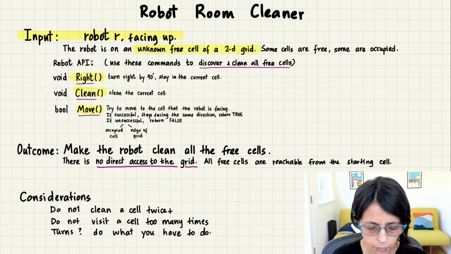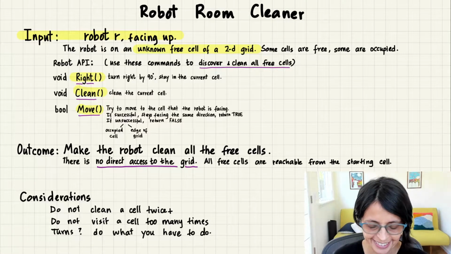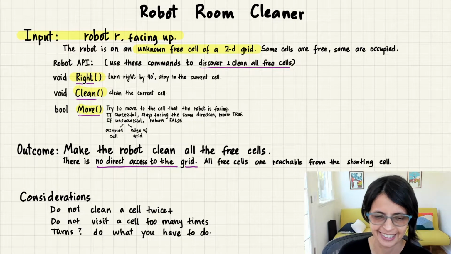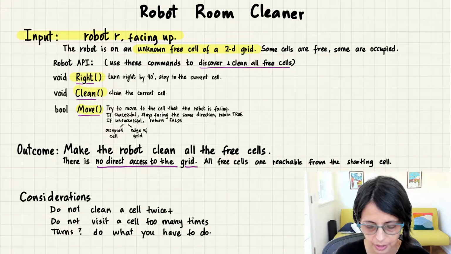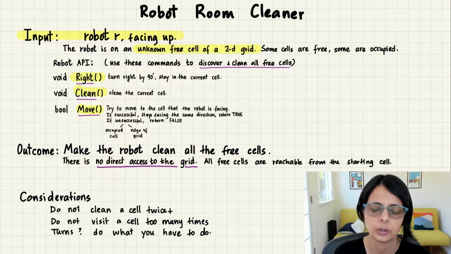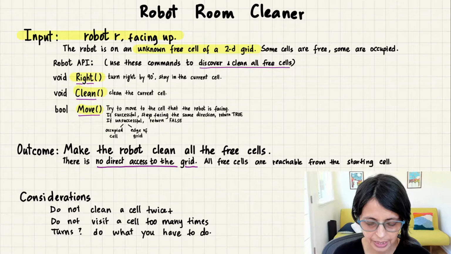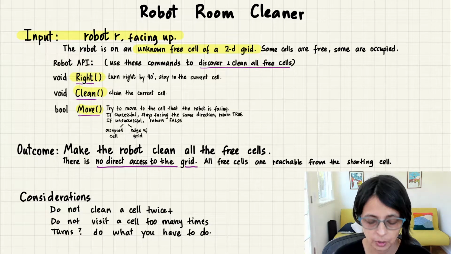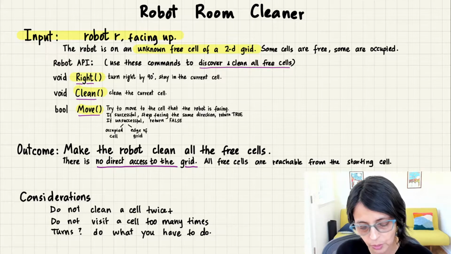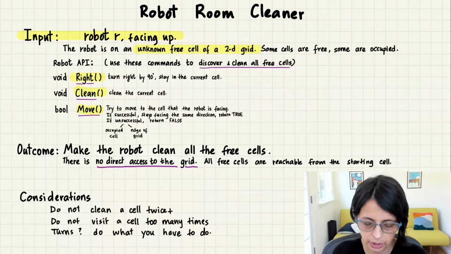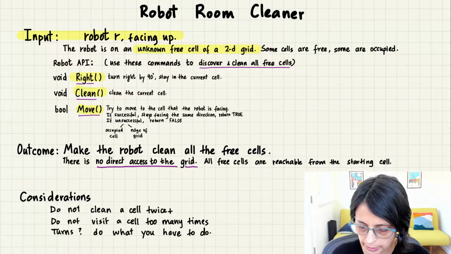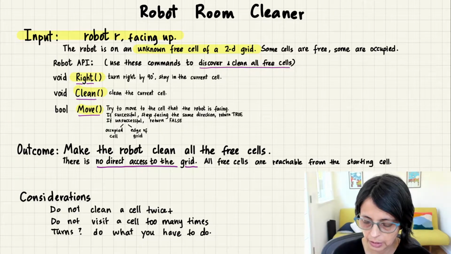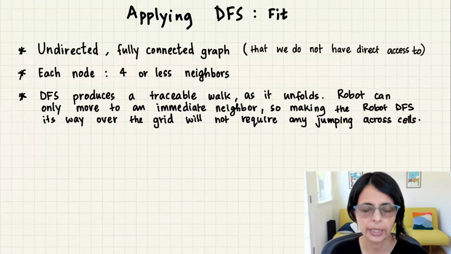Let's say we do not want to clean a cell twice and try not to visit a cell too many times. I know that's a little bit loose, but we're just getting started, so we don't have any strict considerations. Just try to visit a cell once, twice. Let's try and not visit it more than twice, not too many times. And turns, what about right turns? For now, let's not worry about the right turns. Do what you have to do. Let's assume that the turns are cheap. Okay, so we are going to write code that executes a sequence of robot commands that clean all the free cells. All right, so that was the problem.